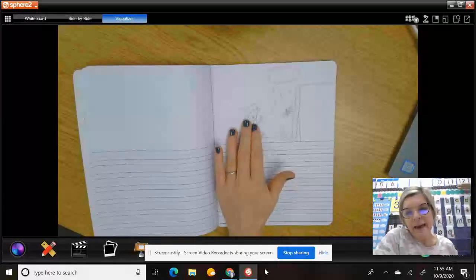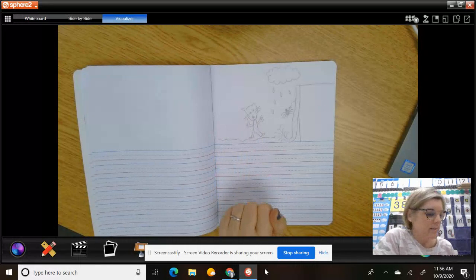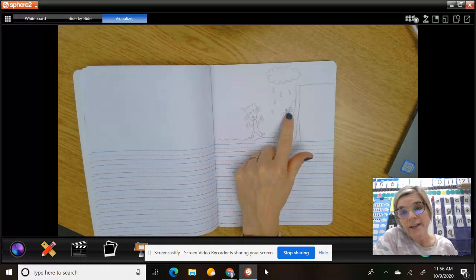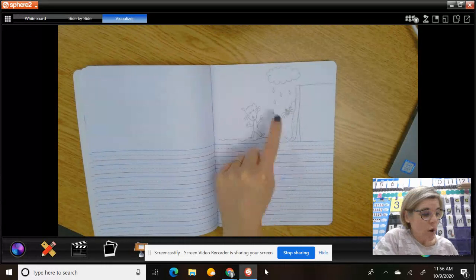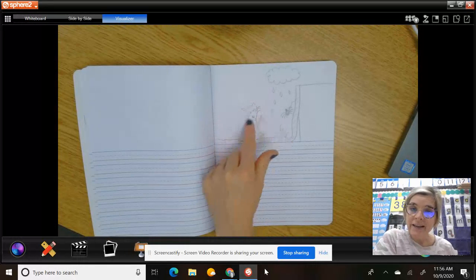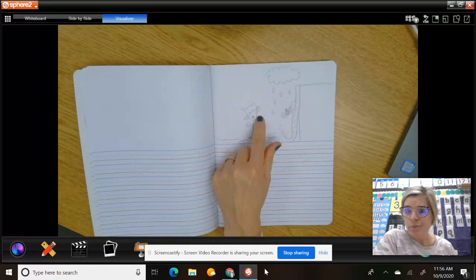I have Pete the cat. I could write Pete the cat. I have spider. I could write spider. I could write water spout, cloud, rain. These are all things in my picture.